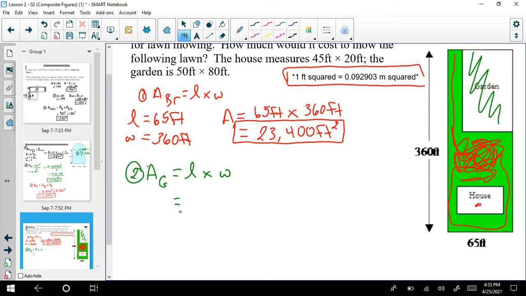I always write my knowns and unknowns, sorry. My length of my garden is going to be 50 feet, right? So my length is 50 feet. My width of that garden is going to be 80 feet.